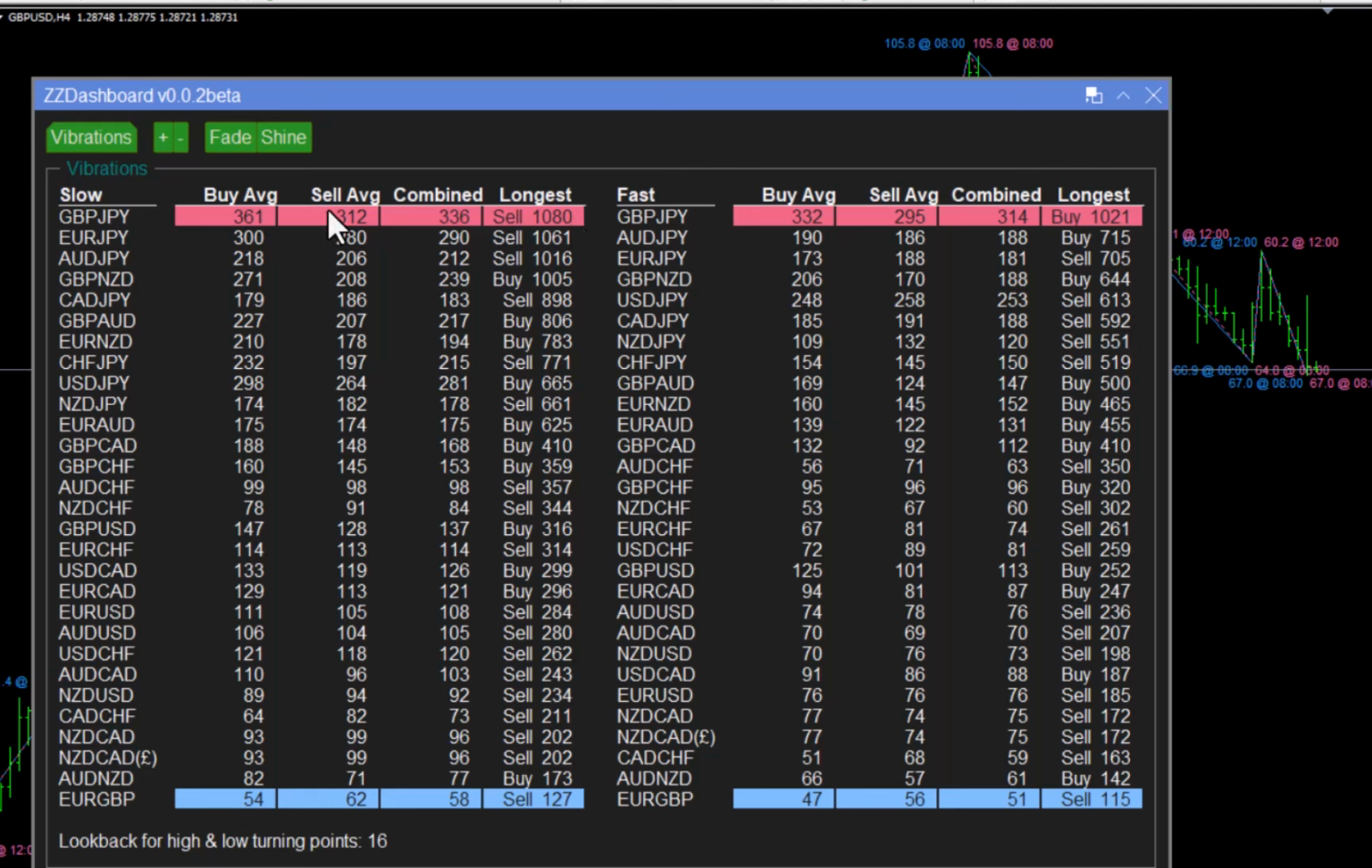Now, the other thing I wanted to show you is if you look at the averages, the average buy, the average sell, the combined average, and suddenly you look at the longest one, that is what is happening right now. We are experiencing trends that are 3 times, and you'll see some that are 4 times their normal size. The trends are enormous at the moment, and that is why this is important.